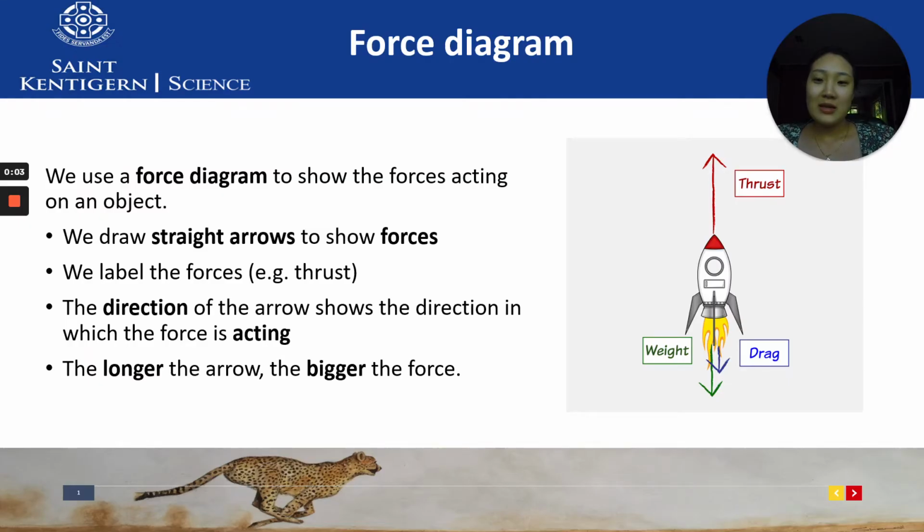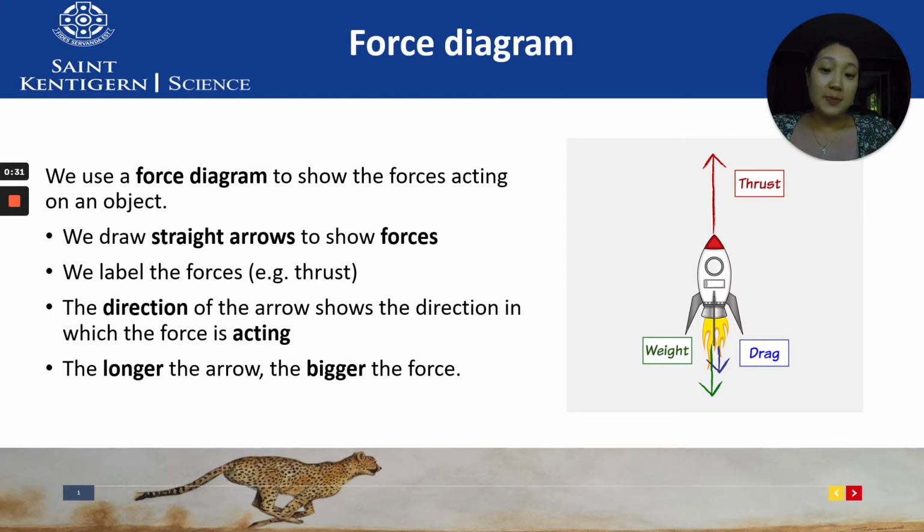Hi everyone, today's lesson is going to be about force diagrams. We use a force diagram to show the forces acting on an object, just like the one we see on the right. In a force diagram, we need to draw straight arrows to show forces. We label the forces like we have on the rocket.